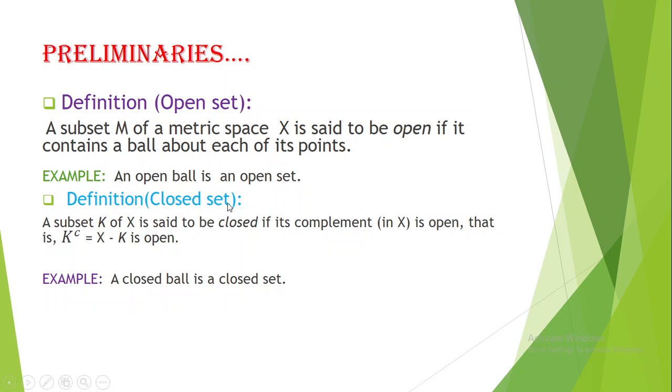Definition of a closed set: a subset K of the set X is said to be closed if its complement in X is open. This point is necessary to understand the closed set: when we subtract the subset from the set X, the resulting set is open, meaning the complement is open. An example of a closed set is a closed ball.